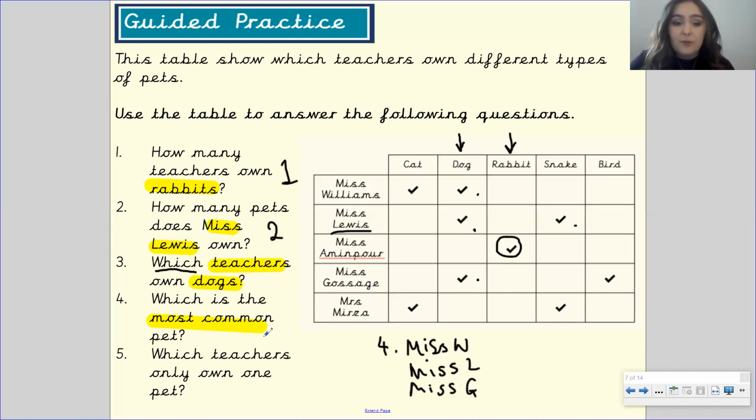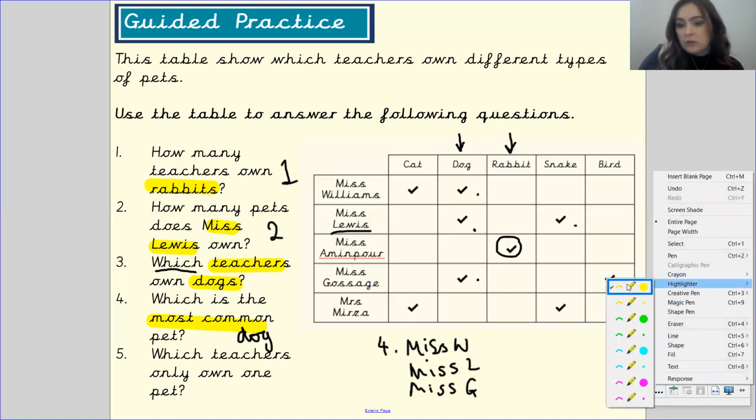Well done if you said the dog. If we have a look, we can see 1, 2 teachers own a cat, 1, 2, 3 own a dog, 1 owns a rabbit, 2 own a snake, and 1 owns a bird. So that means the dog is the most common pet.